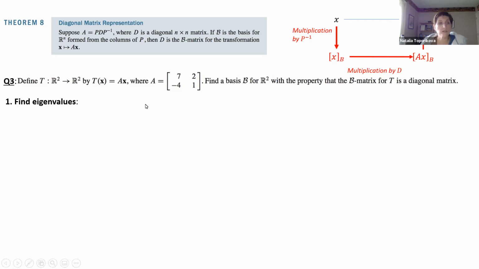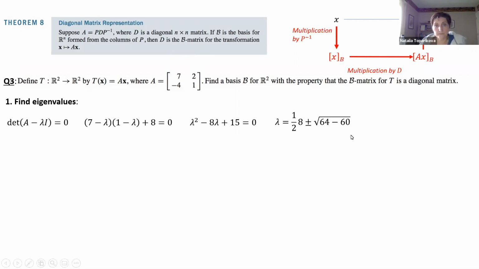Okay, let's go through step by step. First, we need to find the eigenvalues. Again, we form the characteristic equation, determinant of A minus lambda I equal to 0. Then we solve it, reduce it to a quadratic polynomial, find the zeros of this polynomial using the quadratic formula, and come up with two eigenvalues. The first one is equal to 5, and the second one is equal to 3.